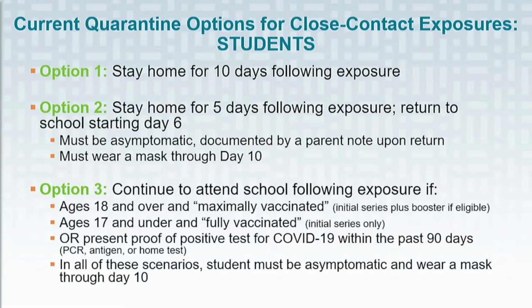Option 3, they can continue to attend school following exposure if they're age 18 and over and maximally vaccinated. So over 18, that's an initial vaccine series and a booster if eligible. 17 and under, fully vaccinated, which simply means they've had dose 1 and 2 of the 2-dose vaccines or 1 dose of the 1-dose vaccine. Or present proof of positive test of COVID-19 within the past 90 days, PCR, antigen, or we now accept a home test. In all of these scenarios, the students must be asymptomatic and wear a mask through day 10.